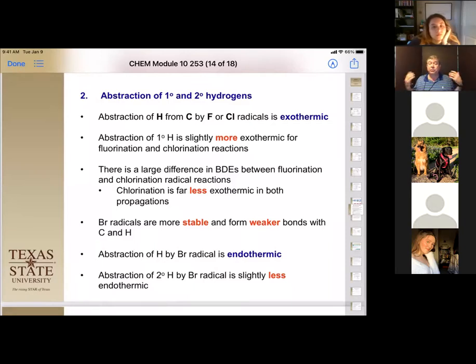And bromine is a pretty stable radical and just will form very weak bonds with those. Okay, and therefore, in addition, the bromine radical is endothermic when trying to extract that. That's going to slow things down. Okay, so a primary hydrogen being pulled off by the bromine radical is endothermic. The pulling off of a secondary hydrogen is slightly less endothermic, making it favored. If it's favored, it's going to be the larger amount of product in your system.